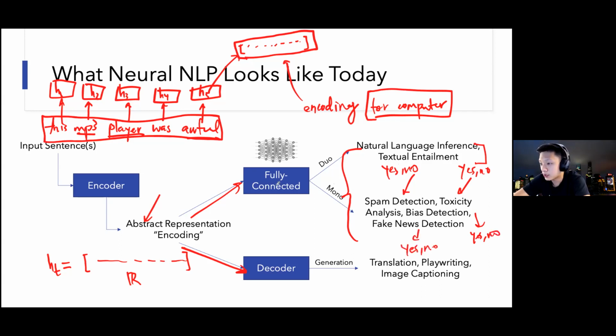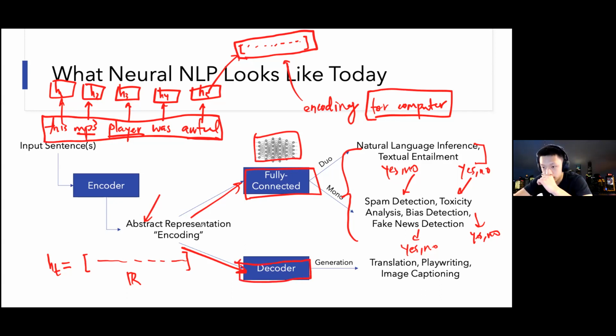So as you can see, when you put it through a fully connected layer, you get all of these classifications out. And they use this encoding of the sentence. The computer understands what's happening. And then you apply a fully connected layer. It's just a dense layer. And you'll get out a result that tells you the classification that you want. So that's great. The other thing that you can do is you can put it through a decoder.